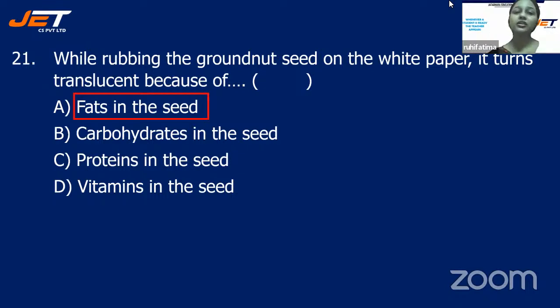Because this translucent paper test, I told you, is of fats. And groundnut is a rich source of fat. You must have heard about groundnut oil also, coconut oil also, right? So, this test you can do at your home also. If you take a piece of groundnut and rub it on the white paper, you will see that the paper will turn translucent because it contains fat.